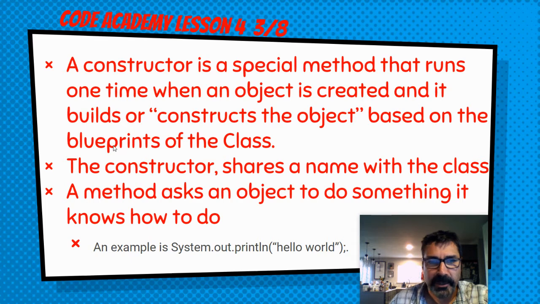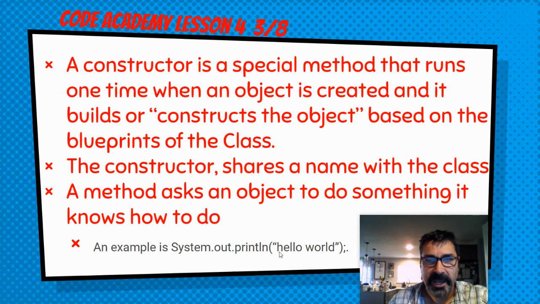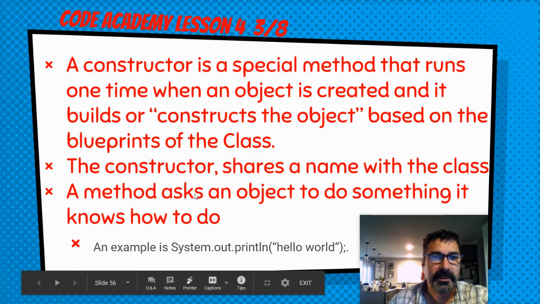Okay, so I added in a little bit because I said up here a constructor is a special method, and I just wanted to make sure we know what a method is. A method basically asks an object or a class to do something it knows how to do. For example, if I say system.out, and then this part's the method call, print line, hello world. When you say print line, you're basically asking the system to print. It already knows how to print, so you're just asking it to do that. So the constructor, yeah, we already got all this.